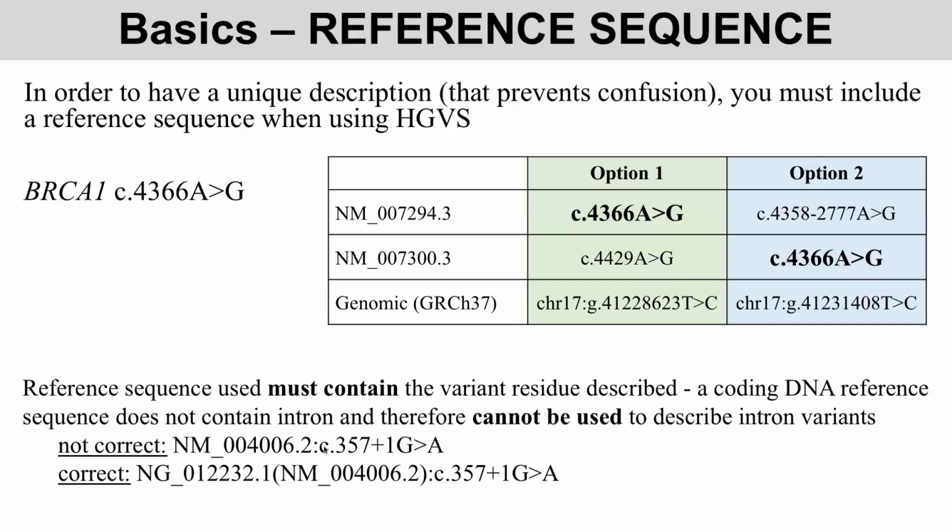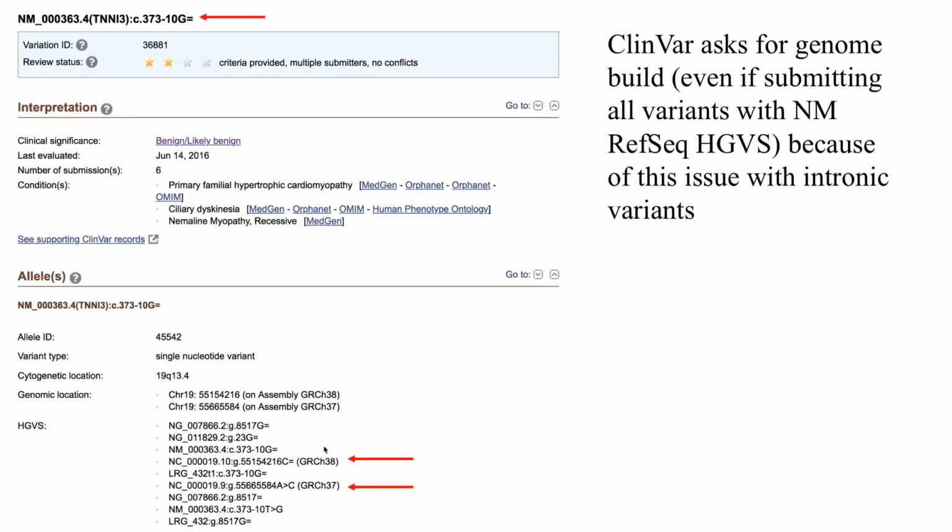And for those of you who have ever submitted to ClinVar, you've noticed that even if you are submitting only on the NM on RefSeq, ClinVar still always asks what genome build you're using, because of instances like this where the intron is not actually part of that NM, so they need to validate if the position you're describing is real. So I included a screenshot of an intronic variant in TNNI3 here, and you can see that the way it's annotated right now in ClinVar is that it's a no change, that you're just saying at 373 minus 10 is a G.